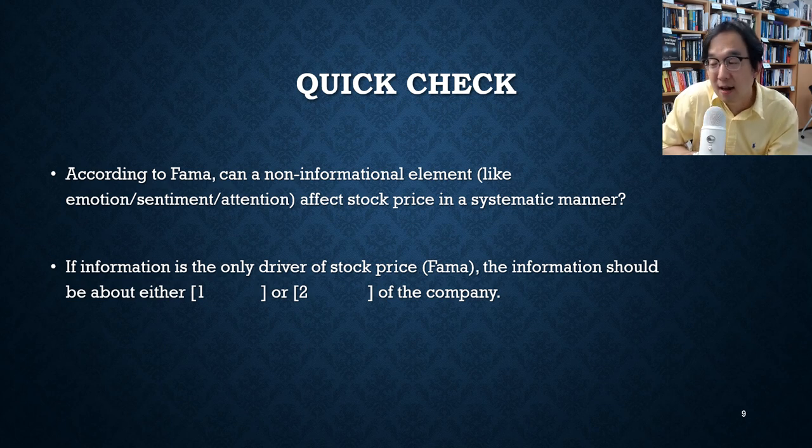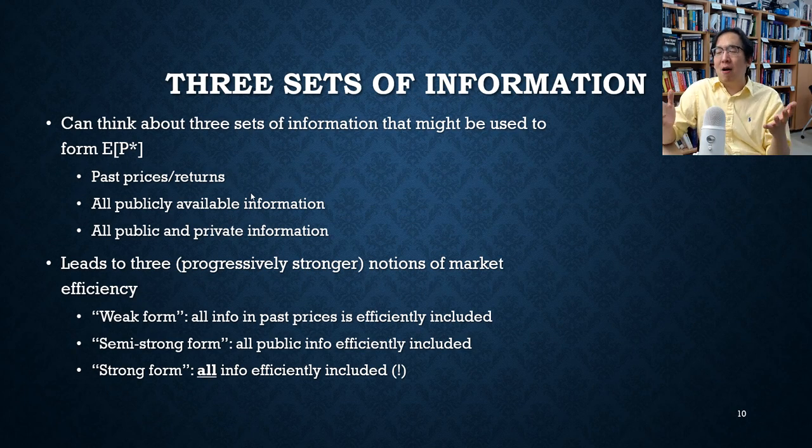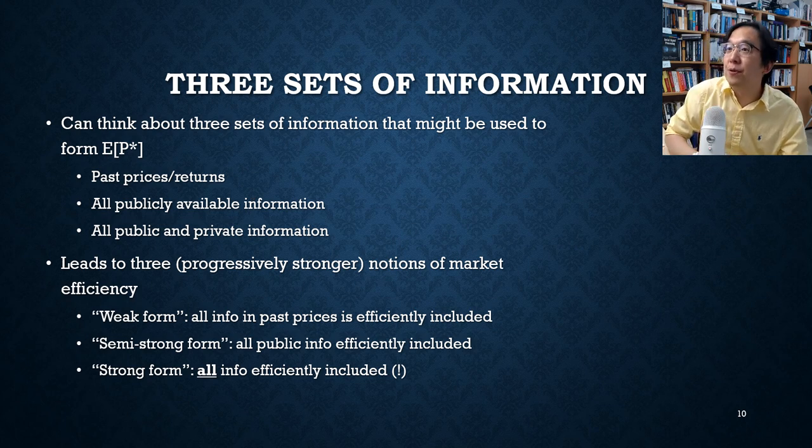Okay, EMH guys, or you call them neoclassical finance guys. Number 2, if information is the only driver of stock price, the information should be about either what? Two things. Either cash flow or risk. There's nothing else that matters over there. Nothing else matters, just like Metallica, okay? Now, simple and clear. Wow, that's great, man. So we can think about three sets of information, okay? What kind of information is that? Well, public, past, and then private information, we can think about those.